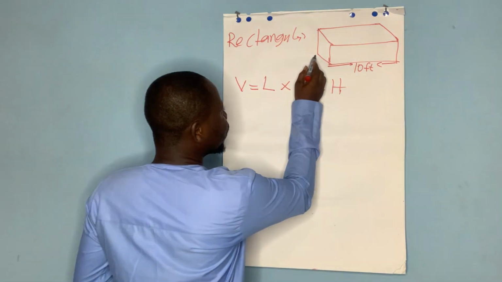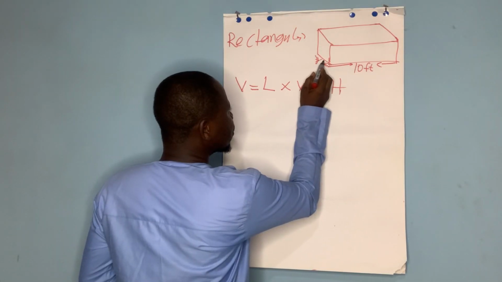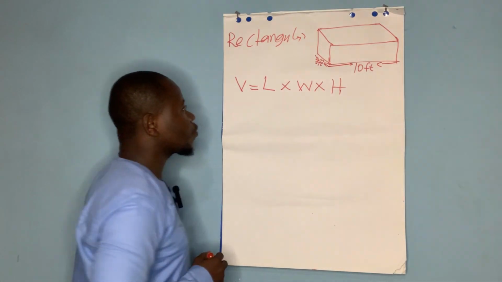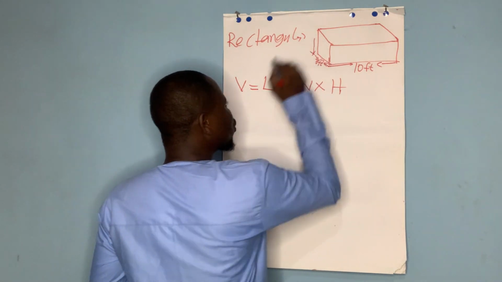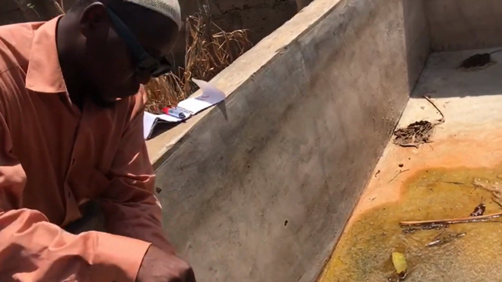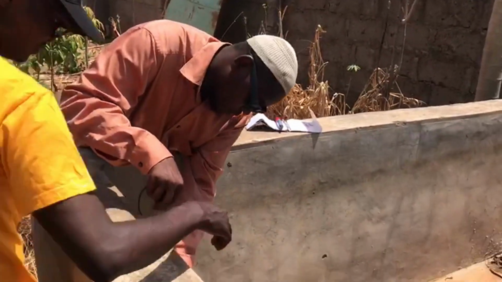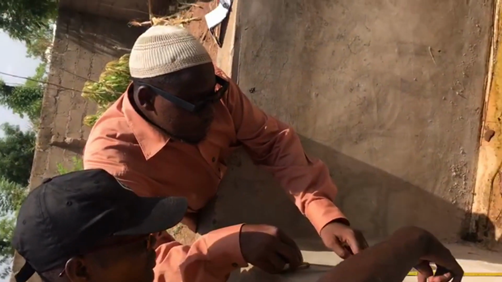This is the breadth, the short side. We have 6 feet. And then the height. This is so important. If you are taking the measure of the height, don't measure the full height of the pond. Take note. If you do that measurement, you are going to get the wrong volume of the pond.